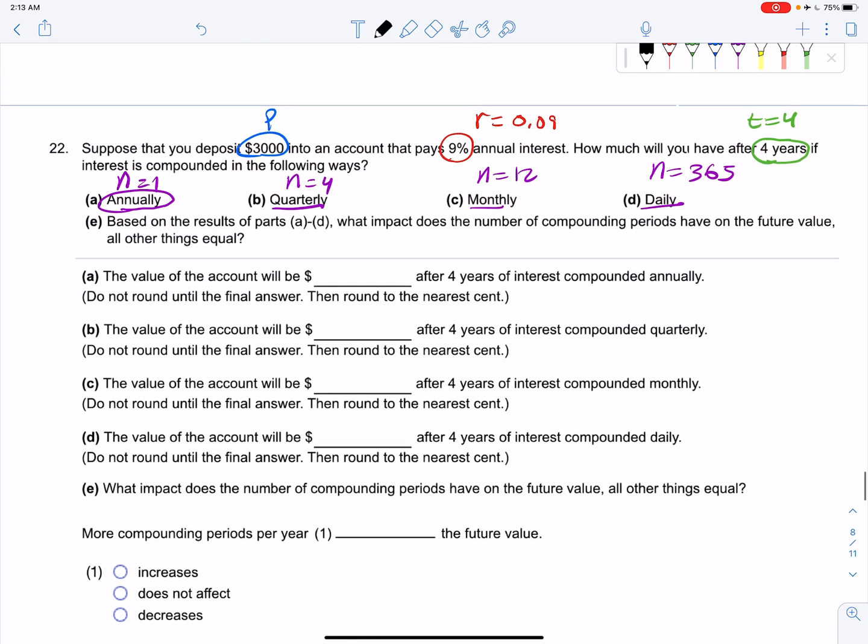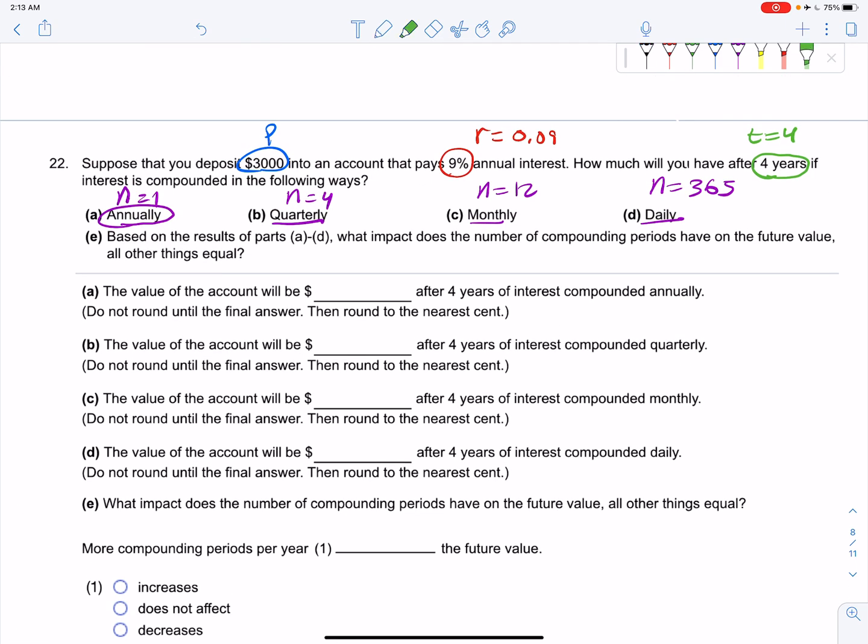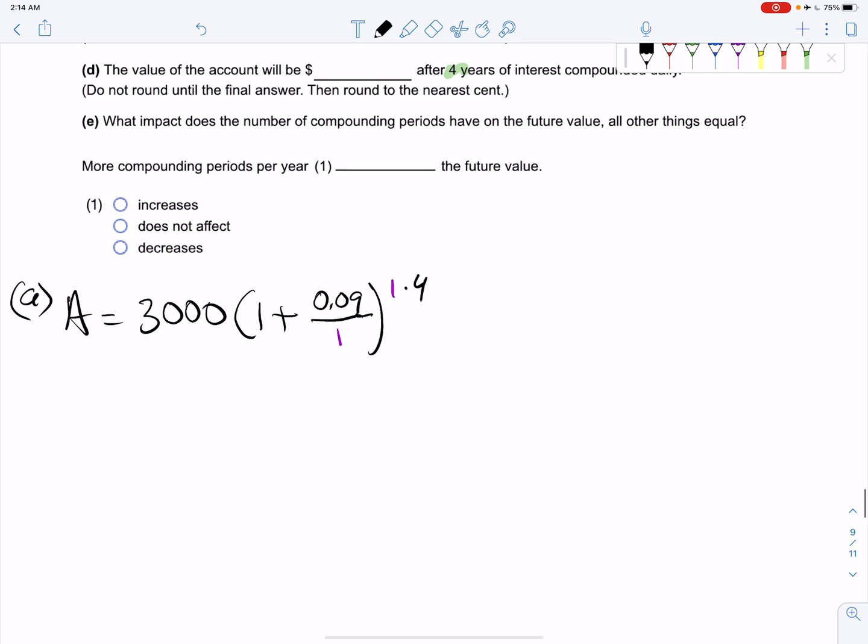Every single time, our time is going to be 4 on each one of these they're having us do. So that stays the same. So I'm just going to make that black now because that's not changing. The only thing that changes, the purple, is the compounding periods. Anyhow, when we do this interior part, we get 1.09, and that gets raised to the 4th power, and then gets multiplied by 3,000. So now we get our approximation, and when we multiply this, so once again, 1.09 raised to the 4th times 3,000, we get about how much money?